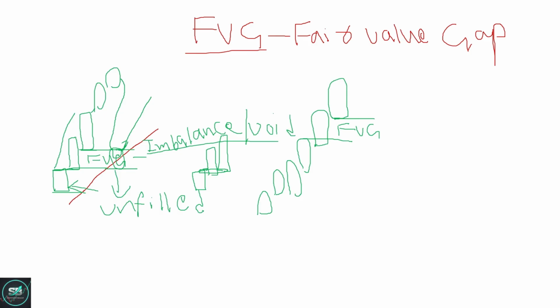We don't need the entire gap to be filled, just the 50% mark is also okay. So suppose there is a gap here, sometimes price will come, test here, and run away. But most of the time price comes inside to 50% of this fair value gap, tests here, and moves upside. So that will be our entry. Whenever price comes here and tests this 50%, that will be our entry zone.